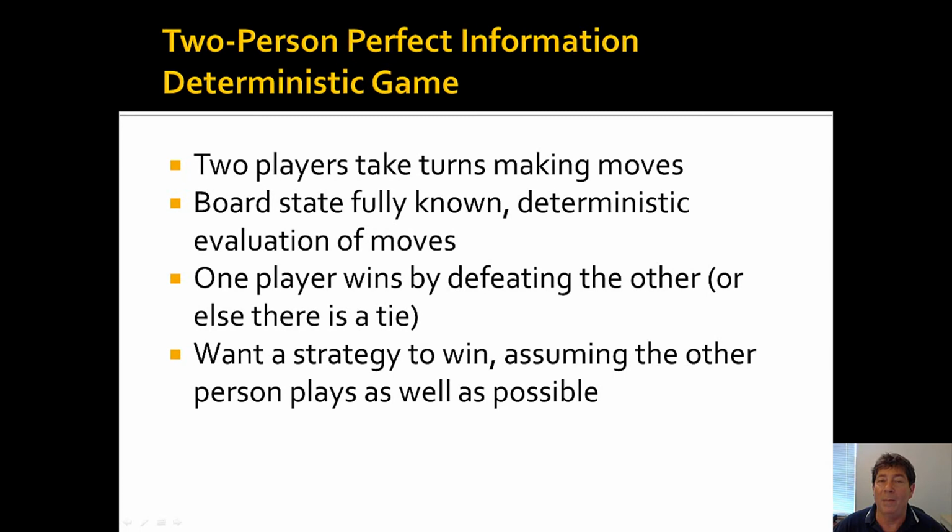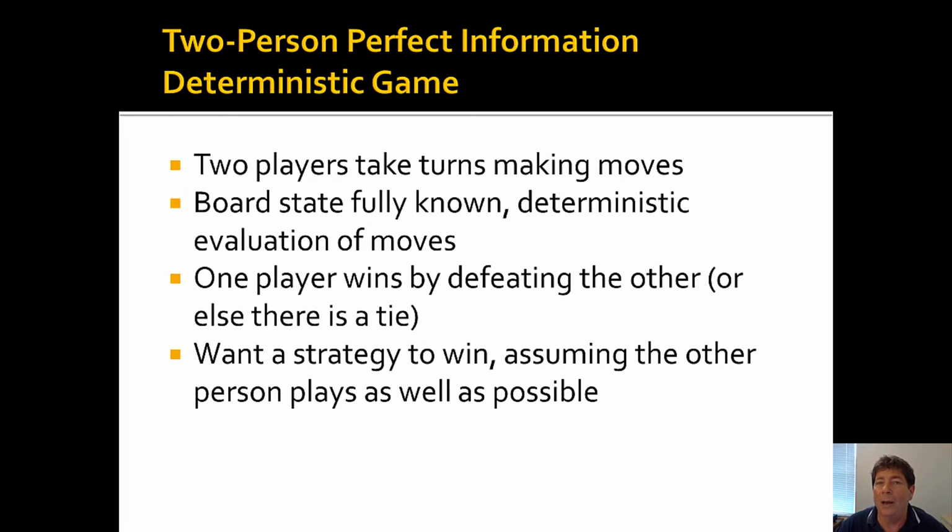Let's take a look at the Minimax algorithm. By understanding the algorithm itself better, you will understand the code and what I do in that phase. So the Minimax algorithm is used for games where two players take turns making moves. The board state is always known to both players.